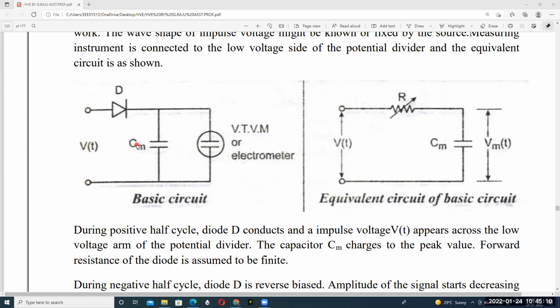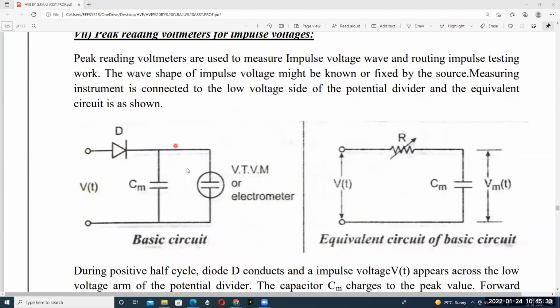If you want to allow negative pulses, you have to change the diode and connect it in the other polarity. So this diode allows only positive pulses, and if you want negative pulses, the diode is connected in reverse fashion. That means this type of basic circuit is suitable for only one type of impulse pulse, either positive or negative.